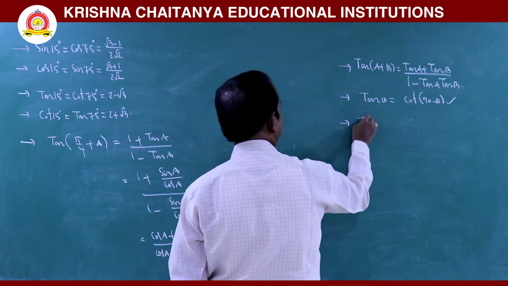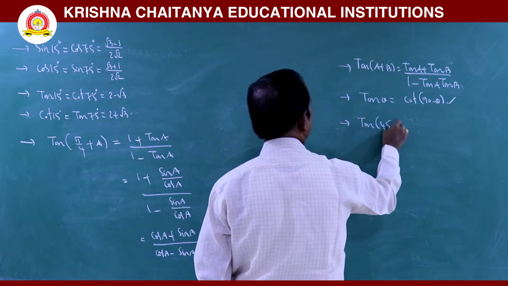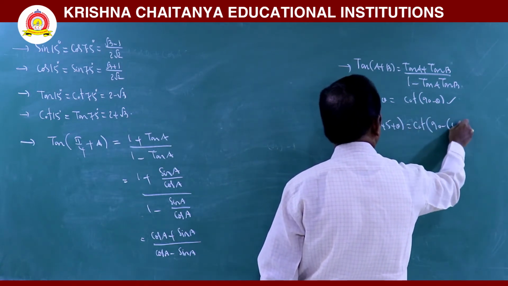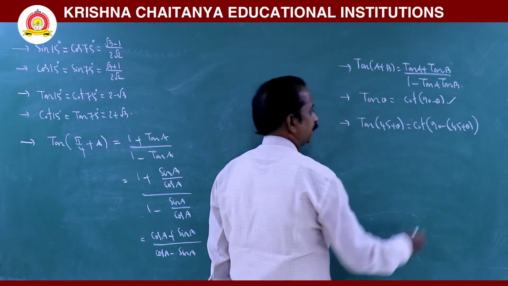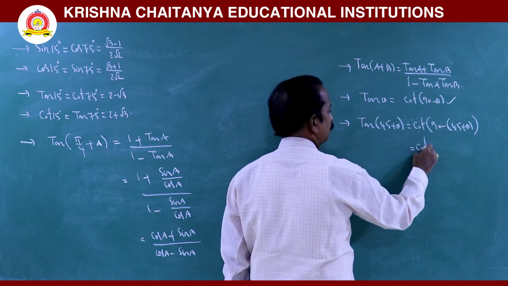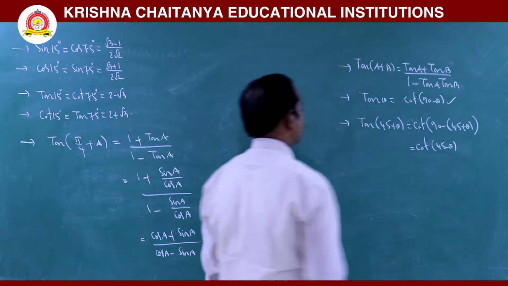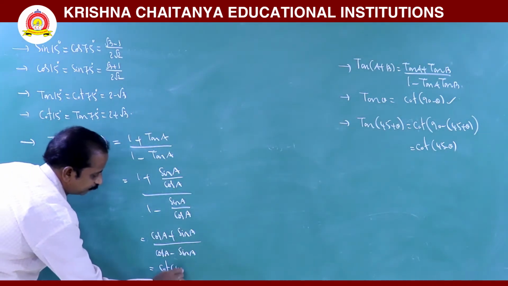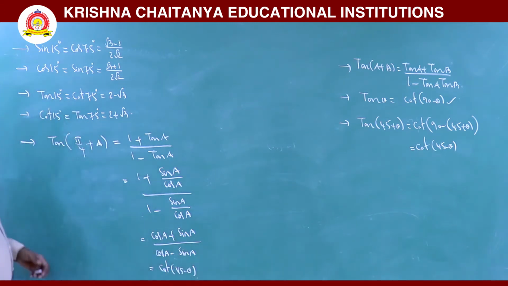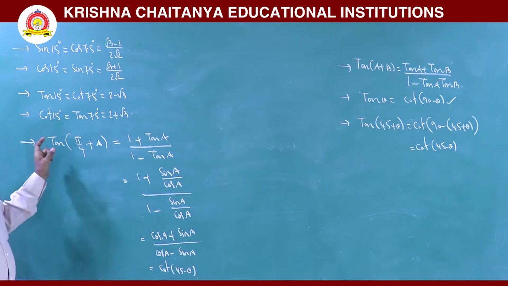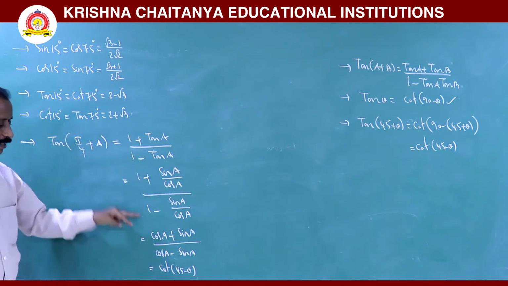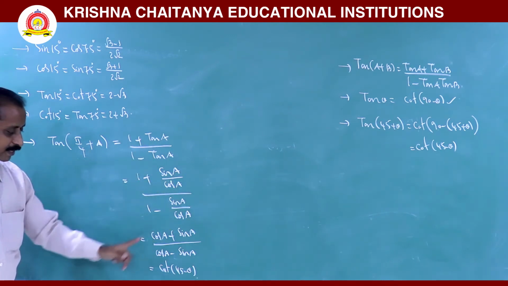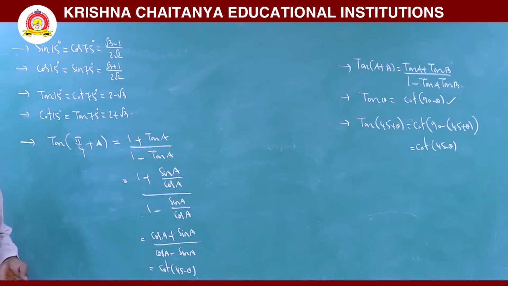Using this basic, tan of (45 plus theta), I can write cot of (90 minus (45 plus theta)). 90 minus 45 is 45, so cot of (45 minus theta). So tan of (45 plus A) can also be written as cot of (45 minus theta). Using these basics, tan (45 plus A) can be written in three ways: (1 plus tan A) by (1 minus tan A), (cos A plus sin A) by (cos A minus sin A), or cot of (45 minus theta).